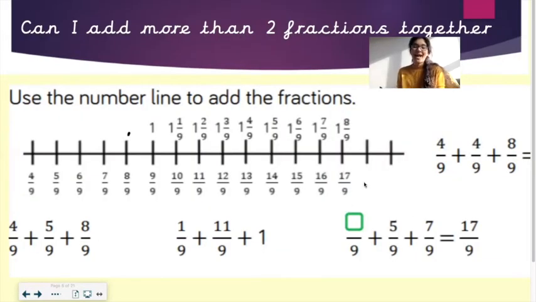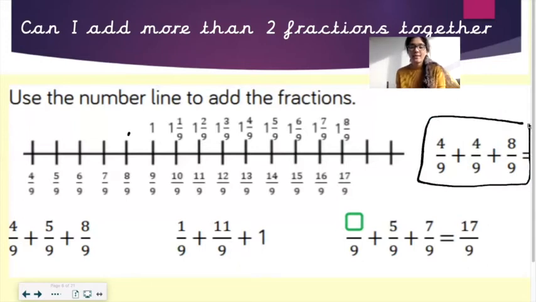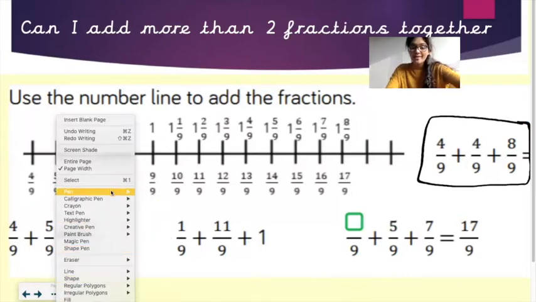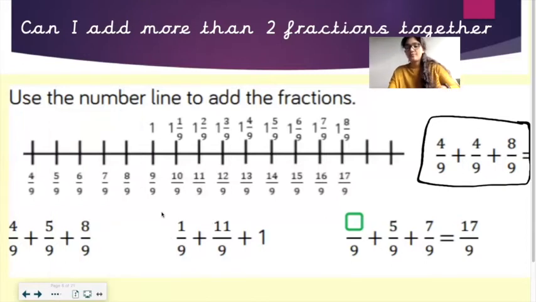Use the number line to add the fractions. So let's look at our first question here, which is 4/9 plus 4/9 plus 8/9. Now, what I would say you should do first is add the numerators together, just to see what our numerator in the end would be. So what I'm asking you to do is 4 plus 4 plus 8. What do you get?